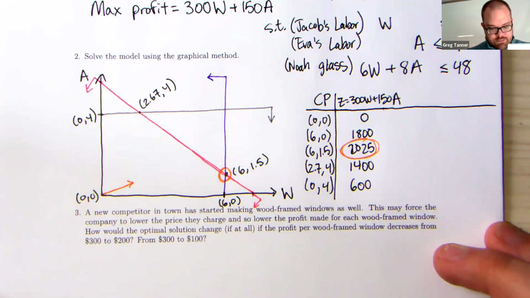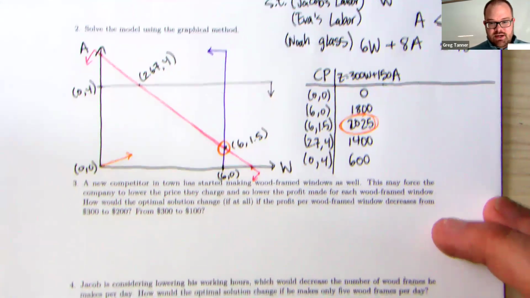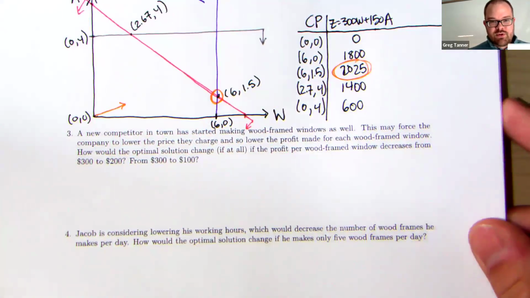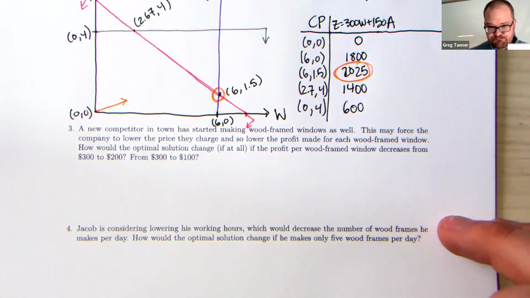So that's our optimal solution for the original problem. Now let's look at the modifications. This is previewing what we'll talk about later on when we start talking about sensitivity analysis.